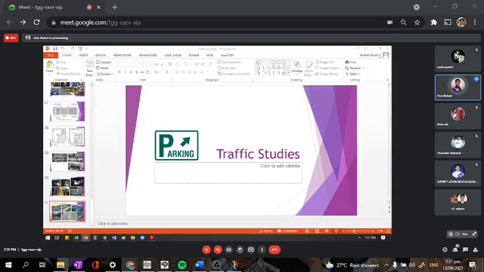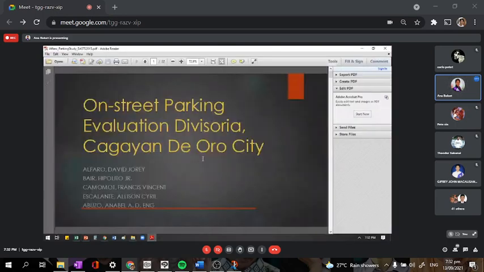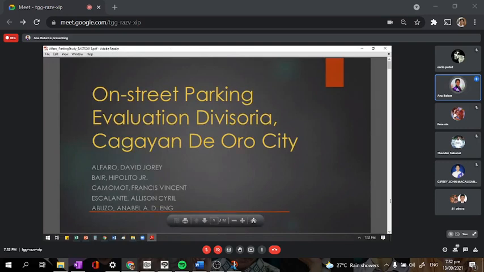Okay, so let's go to one example of analysis for parking. So this is a study. Kita ninyo? Yes, ma'am. Sige. So this is an on-street parking evaluation in Divisoria, Cagayan de Oro City. This was done by my students before, Engineer Alfaro, Engineer Bair, Engineer Kamamot, and Engineer Escalante.